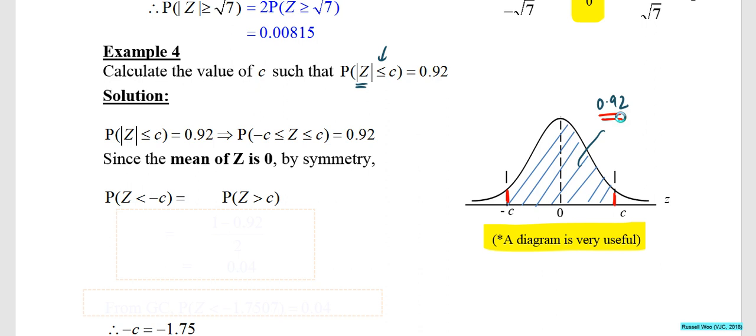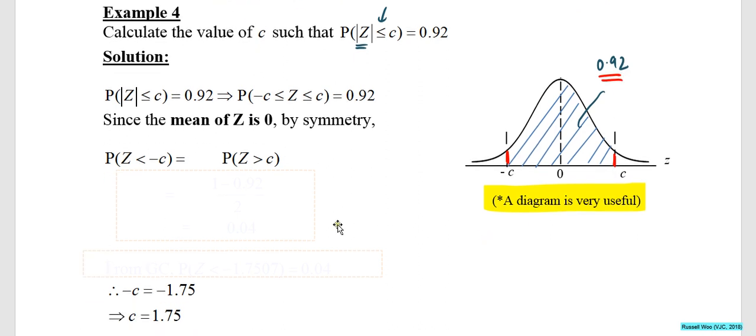Then how do we find C? You need the inverse norm for sure. First, I will say this. Since these two are equal, and you know the one in the middle is 0.92, and you know the total area is 1, this must therefore be equal to 1 minus 0.92, divided by 2. Make sense?